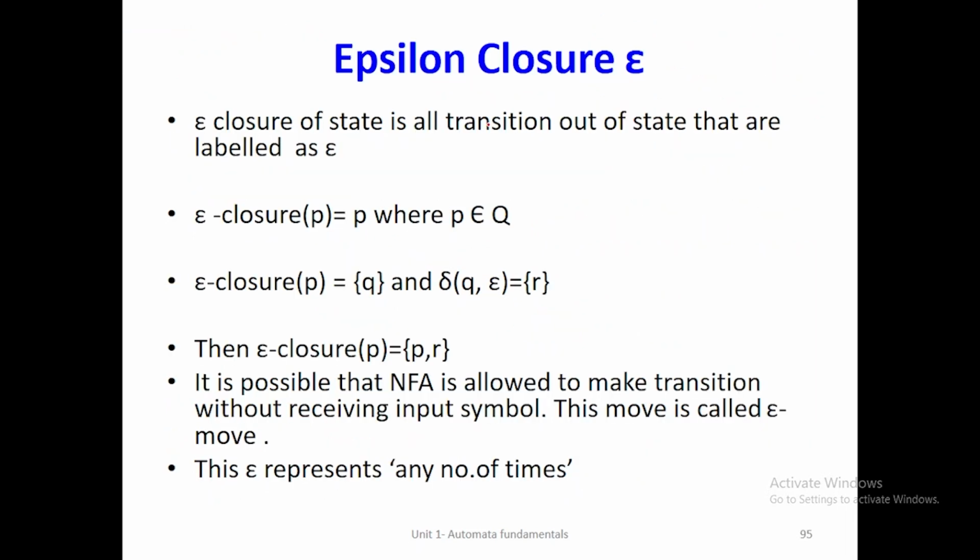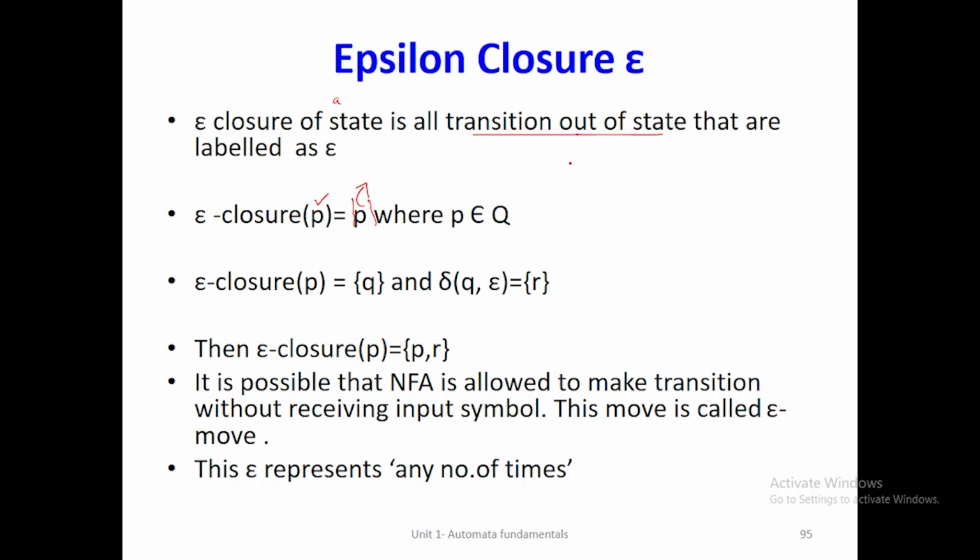So this is the epsilon closure calculation. What is the purpose of epsilon closure? This is the definition. Epsilon closure of a single state is all transitions out of the state that are labeled with epsilon. For example, if I want to calculate epsilon closure for state P, then you should write epsilon closure of P. The state for which you want to calculate the epsilon closure value should also be included within that function. Then you check what are the outflows from this P state. That will also be included in this epsilon closure value.